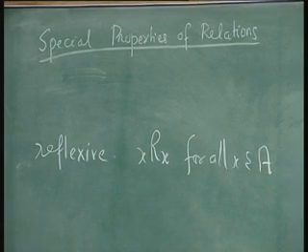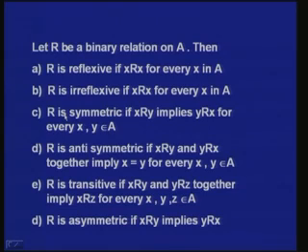R is irreflexive if x is not related to x for every x in A. R is symmetric if x related to y implies y related to x for every x, y belonging to A. R is antisymmetric if x related to y and y related to x together imply x is equal to y. R is transitive if x related to y, y related to z together imply x related to z for every x, y, z belonging to A. R is asymmetric if x related to y implies y not related to x.